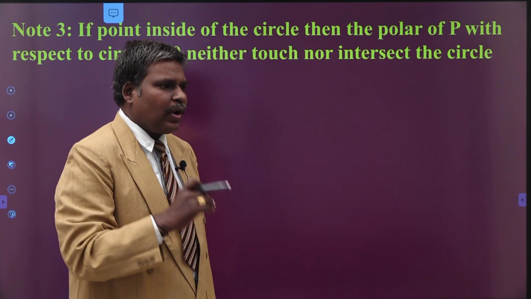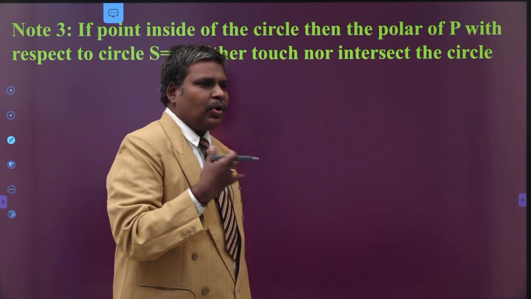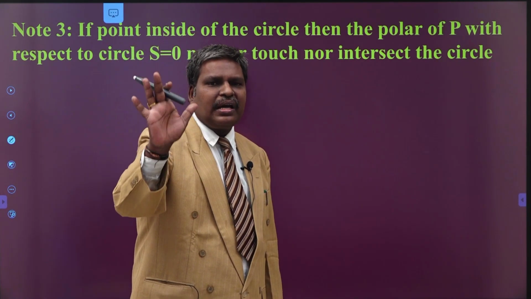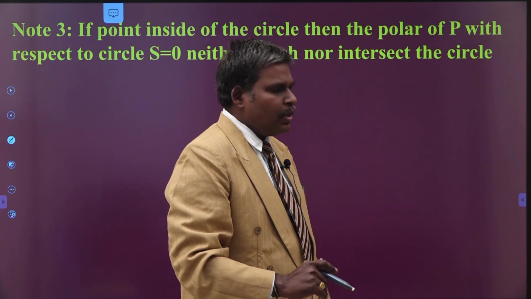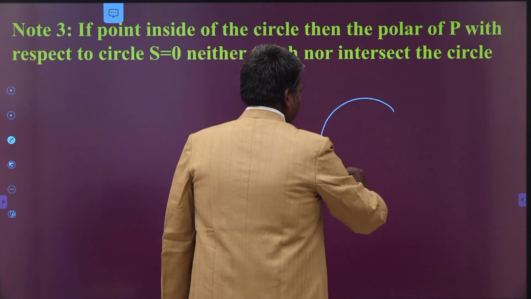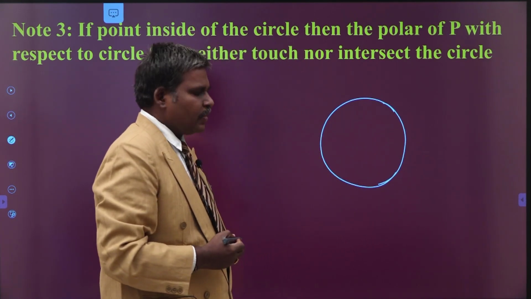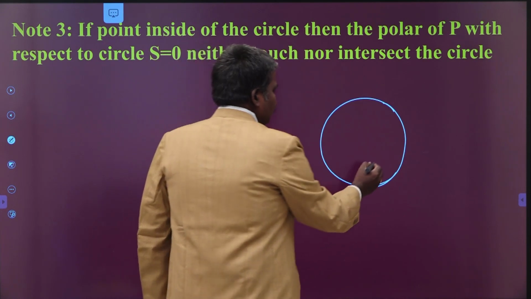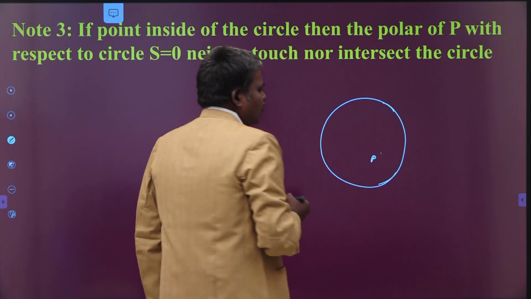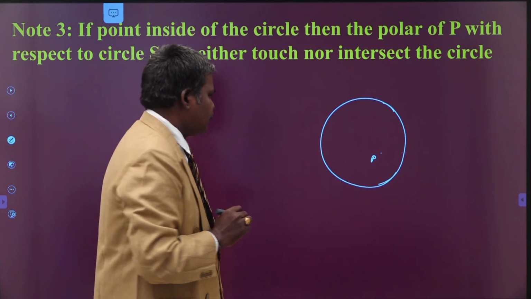Now, suppose the point is inside of the circle. Inside of the circle, your polar neither touches nor intersects your circle. How to do this one? Let us draw the figure. This is the circle. Now I am considering a point which is inside of the circle. Don't take the center. I will explain why we are not taking the center.